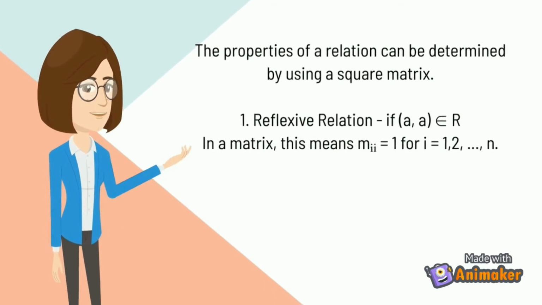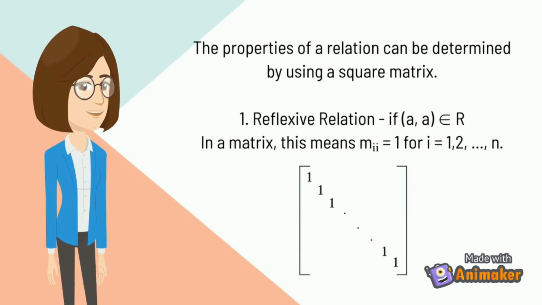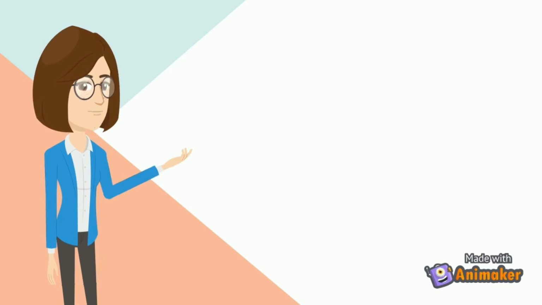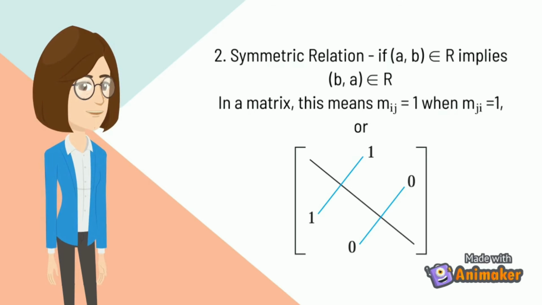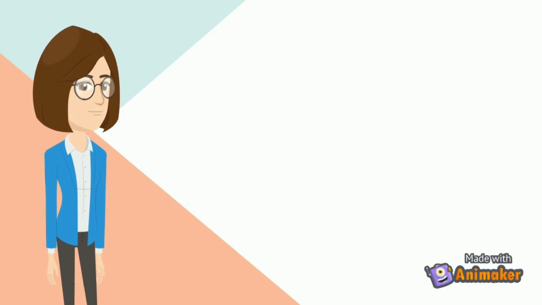The properties of a relation can be determined by using a square matrix. Recall that if a relation is reflexive, then A, A will always be in the relation. In a matrix, this means that the main diagonal is all 1. Next, if the relation is symmetric, what we are looking at is, if AB is in the relation, then it implies that BA is in the relation. To determine this from the matrix, we can imagine folding the matrix along the main diagonal, and it should match up on each side. Or, our matrix is equal to its transpose.